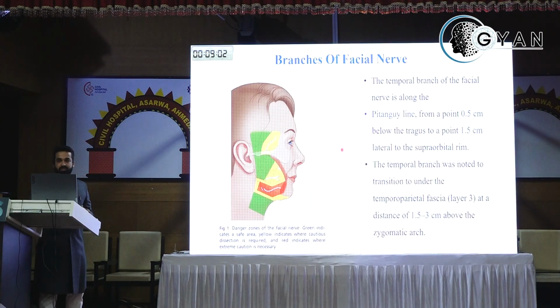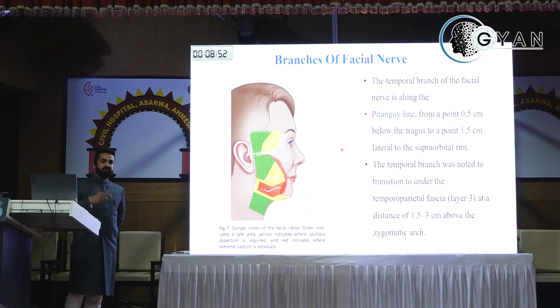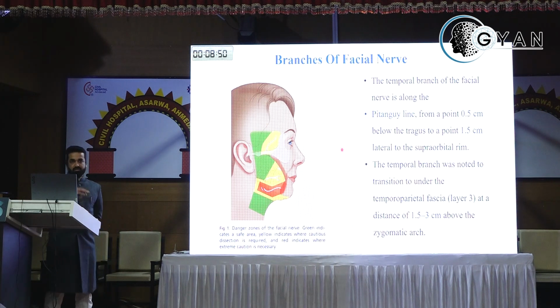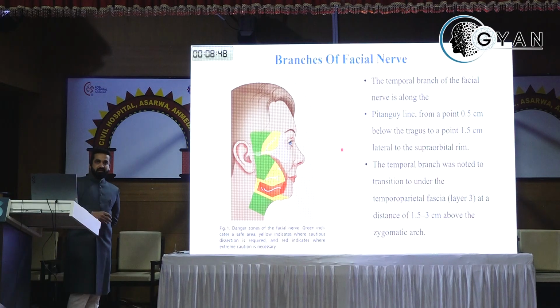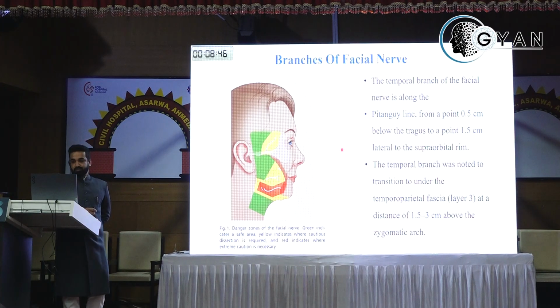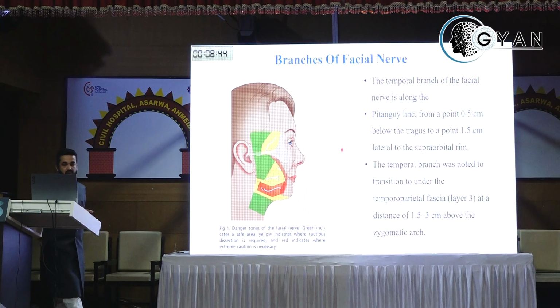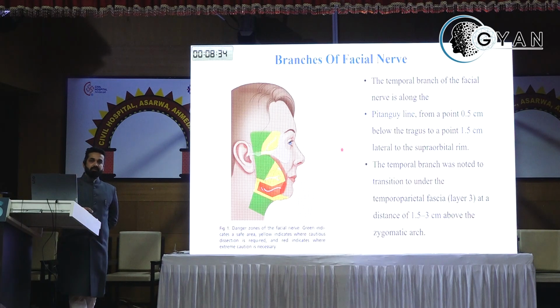Now, talking about the temporal branch of the facial nerve, it is along the Pitanguy line, from 0.5 centimeter from the tragus to 1.5 centimeter lateral to the eyebrow. So this is basically the danger area. Danger area as in all the areas that you see in yellow. In yellow are areas where you have to be very cautious while you're dissecting. And the areas in red need extreme caution, and that is the marginal mandibular nerve area.